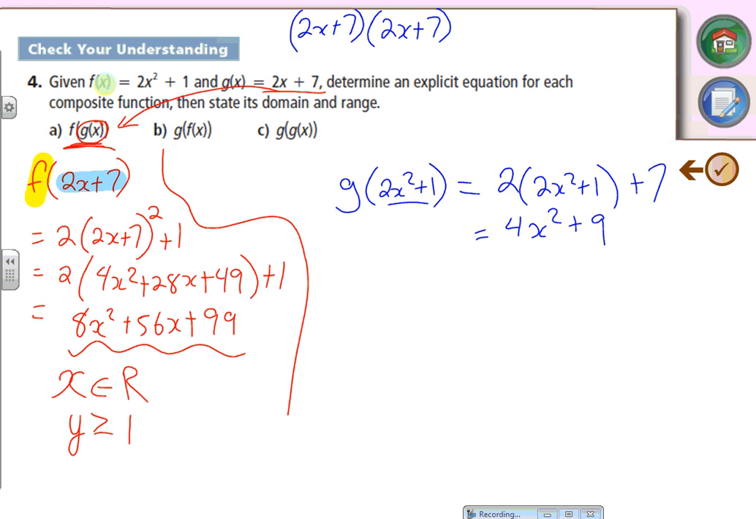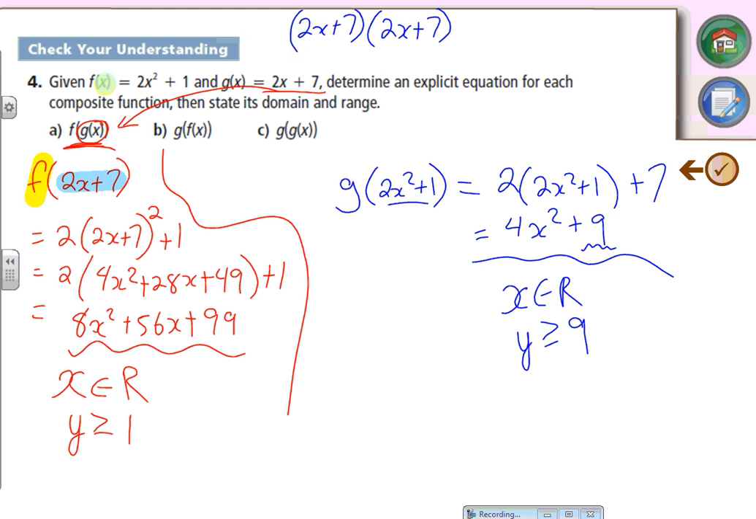That's another parabola, so we know all real numbers for our domain. Range, though, again, graph it. This one you should be able to see. My vertex is going to be at the 9 going up, so y greater than or equal to 9.